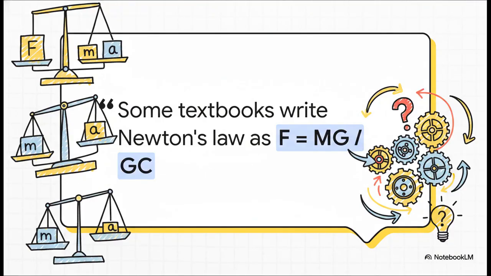So, you probably spent years learning Newton's second law as F equals ma. Simple, right? Elegant. Then, one day, you crack open a textbook and you see this. Force equals mass times gravity, all divided by GC. Wait, what? It's like you're playing a game you've known your whole life, and suddenly someone just throws in a new rule completely out of nowhere.